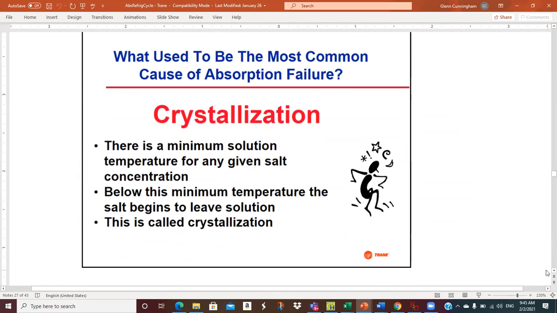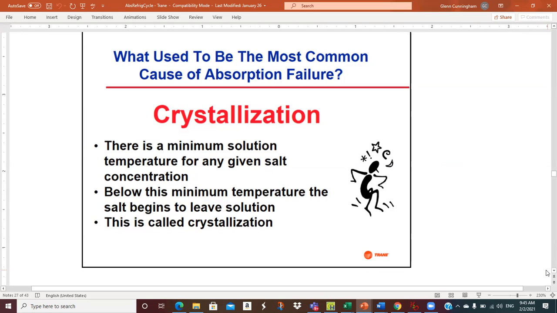One of the big issues in absorption is crystallization. This is where the water and the lithium bromide, the salt, separate, and you get a whole big clump of salt. And when you do, the thing's not going to work very well. Now, over the years, the manufacturers have gotten much, much better at avoiding this.